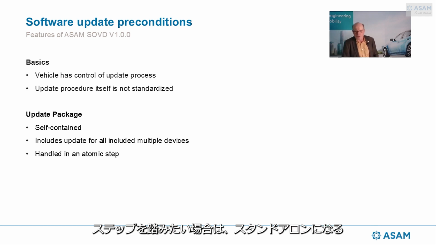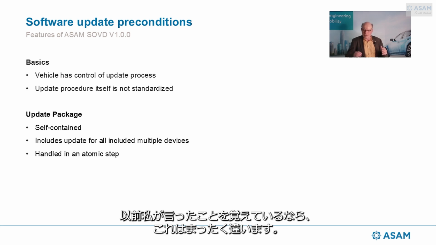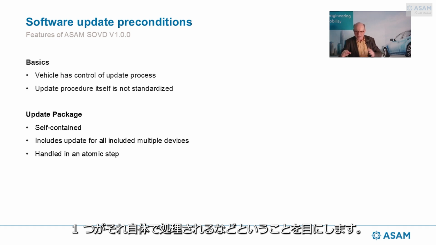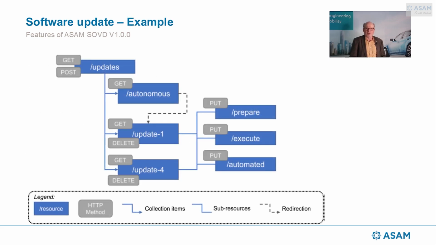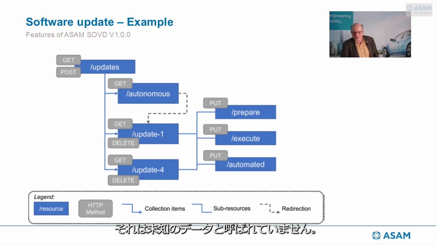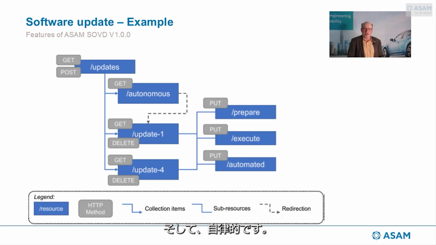Yeah, I told you that it will be, in such a view, an atomic step, which shall then be run. And that's totally different if you remember that in the past you flashed 10 bytes, then 100 bytes there, and so on. And at the end, you made the configuration. That's completely gone. Yeah, and here you see it. It's not called Anton, Bertha, Caesar. It's called here update 1 till update 4. And what you see here with autonomous, that's another specialty.